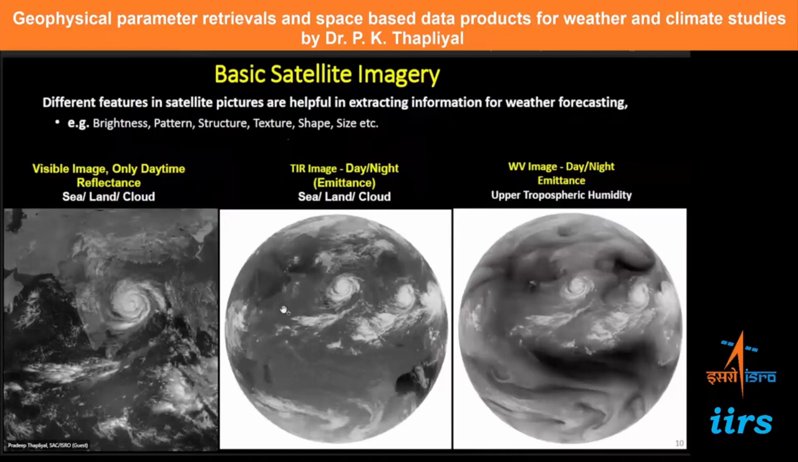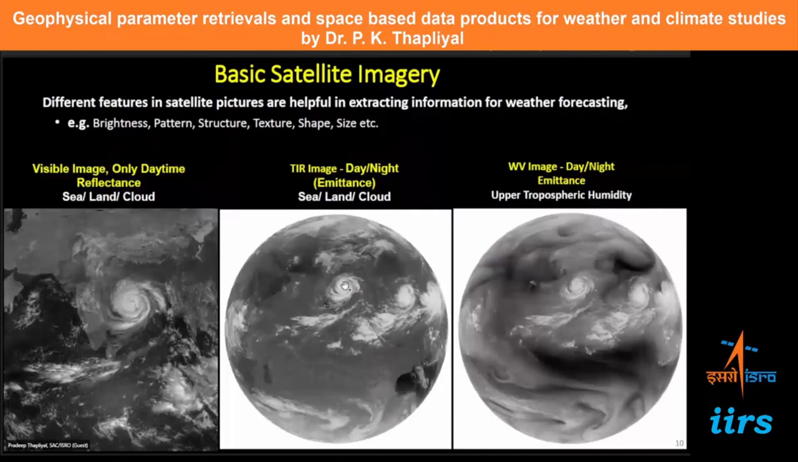Warmer land surface, warmer sea surface temperature, around 300 Kelvin, or even over desert, it may be about 330 or 340 Kelvin. So the amount of radiation which is emitted from these parts of Earth is very, very high. But if you go to clouds, cloud is at very, very high altitudes, like 10 kilometer and 14 kilometer, and temperature at those altitudes is very, very low.